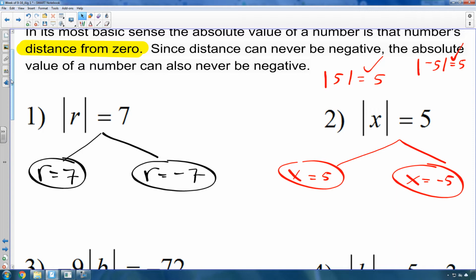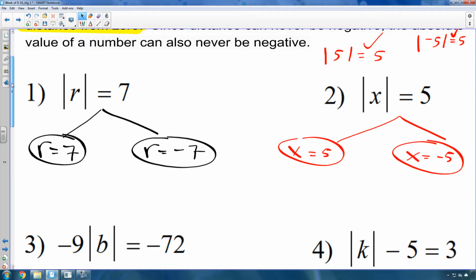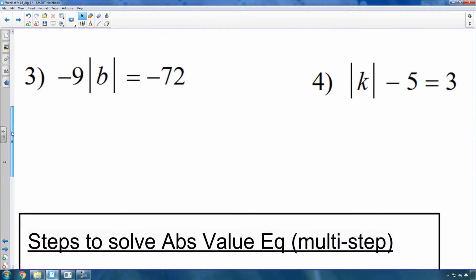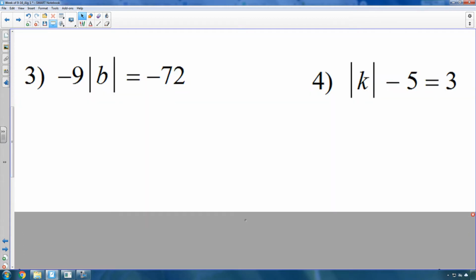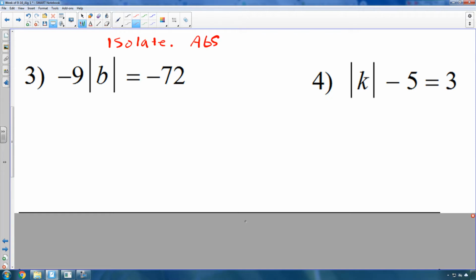It's going to get a little trickier pretty quick because what we got to focus on is this problem right here, where we have negative 9 times the absolute value of b equals negative 72. So I want to isolate the absolute value. We're going to go into steps with that in a second. If you think about isolating, that's like when you lock yourself in your room and you don't want to talk to anybody. You isolate yourself, right? So isolating the absolute value means the absolute value must be alone.